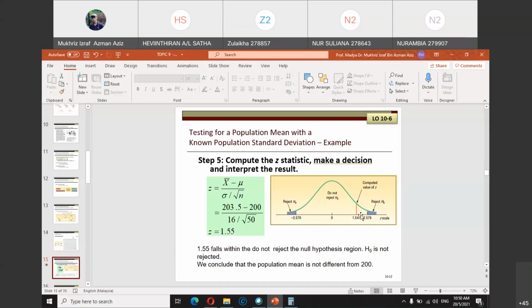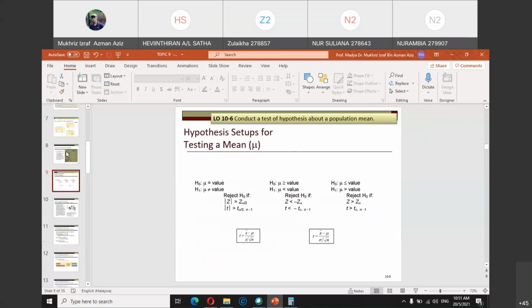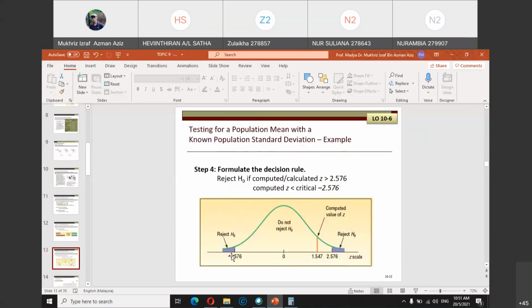Then you need to locate the value. Meaning you need to show where is 1.55. Is it outside or inside the area of rejection? Because in step number 4, when you construct your decision rule, it must come together with this graph as well. So you need to shade the area on the left and on the right for a 2-tail test. If it's only a 1-tail test, you're going to highlight only the area either on the right side or on the left side. But because we are doing a 2-tail test, the area will be highlighted both left and right.